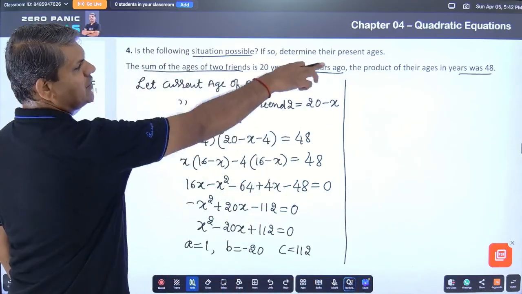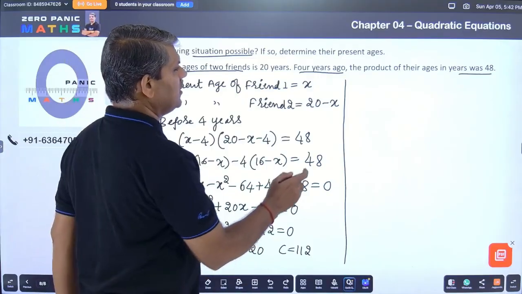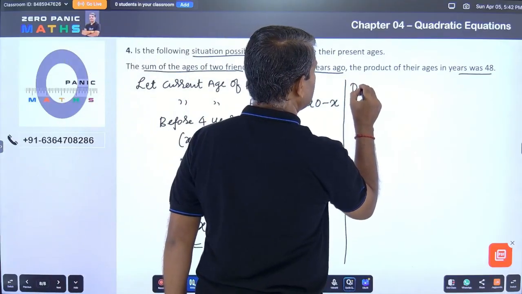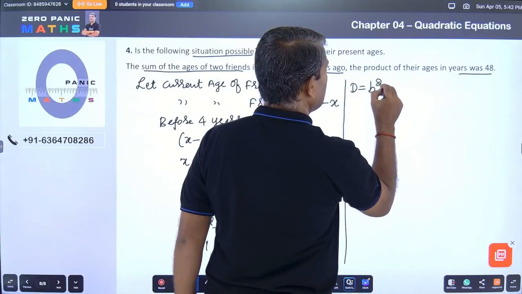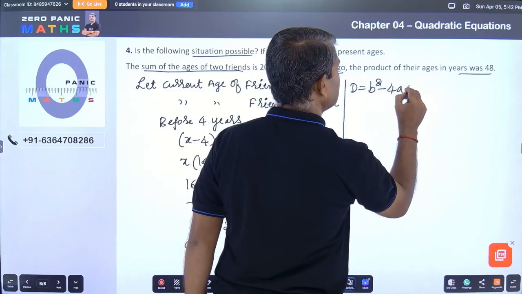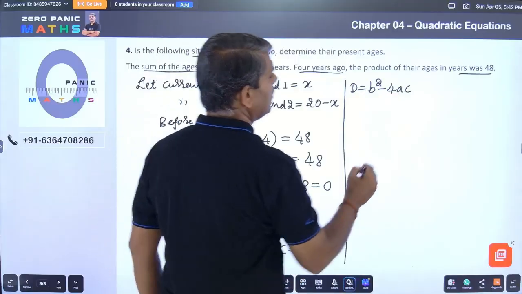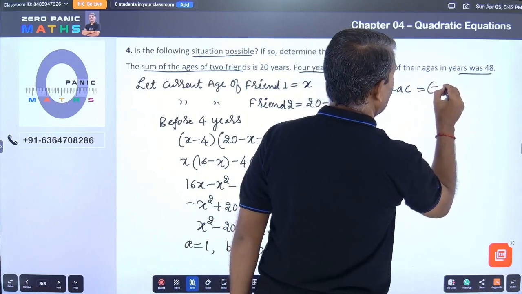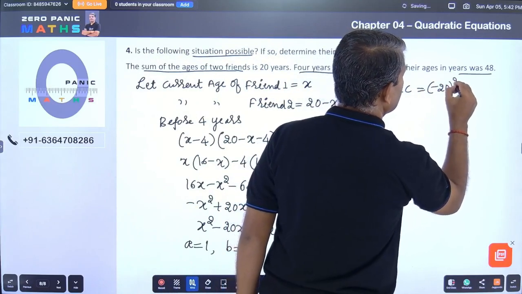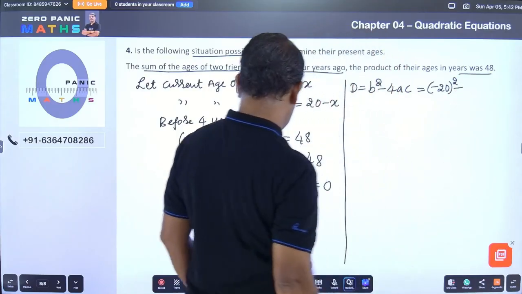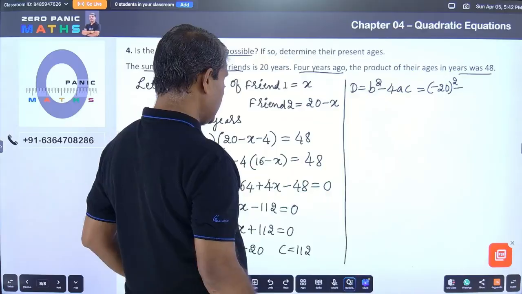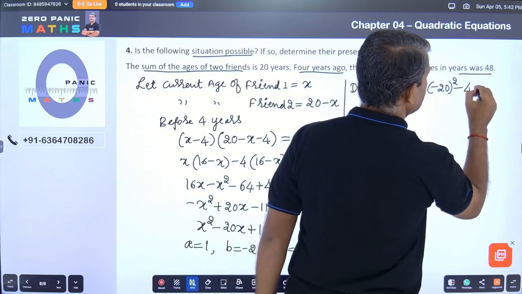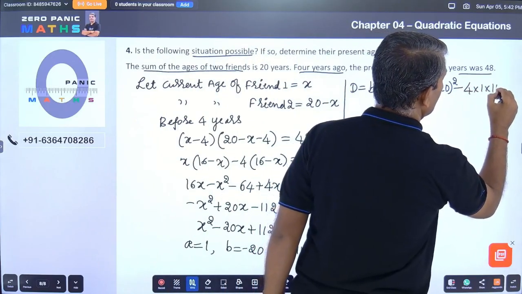Let me directly start with the discriminant here. So D is equal to b square minus 4ac. And what is b? It is minus 20, right? Minus 20 square minus 4ac, for a is 1 and c is 112.